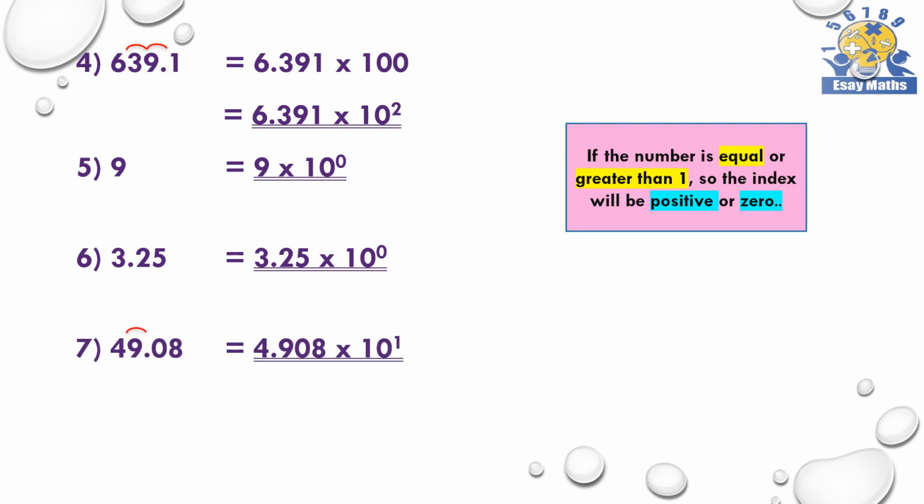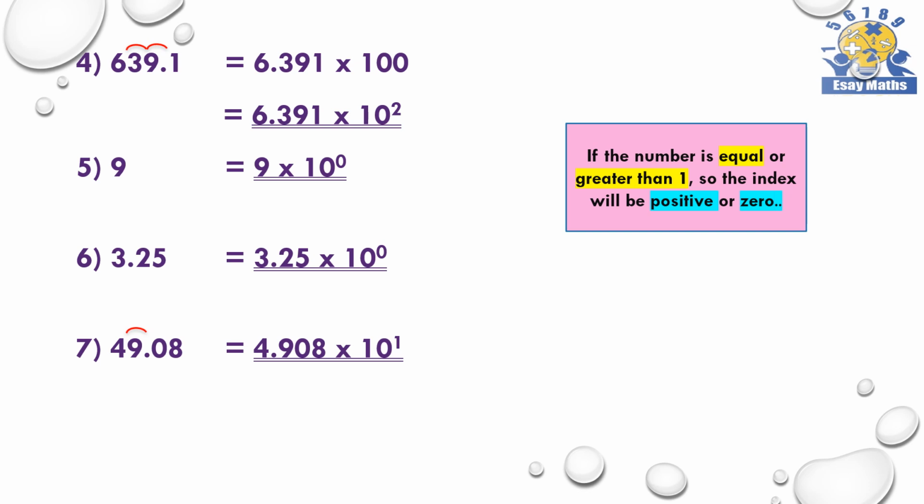Seventh one, 49.08. In here we can use the easiest method. Then we should write it as 4.908. Then to obtain 4.908, you should shift the decimal point one time. Then the answer is 4.908 into 10 to the power 1. That's all.